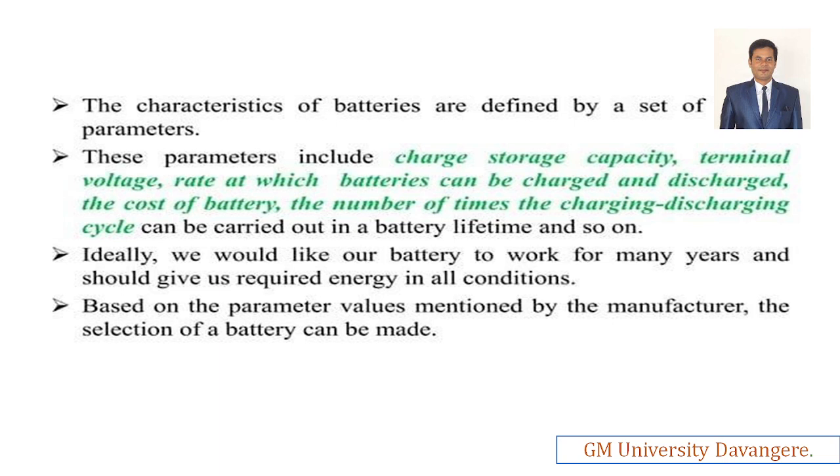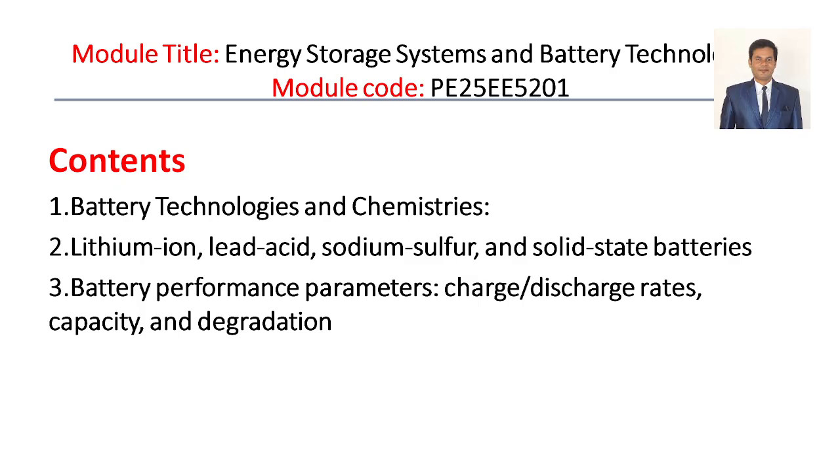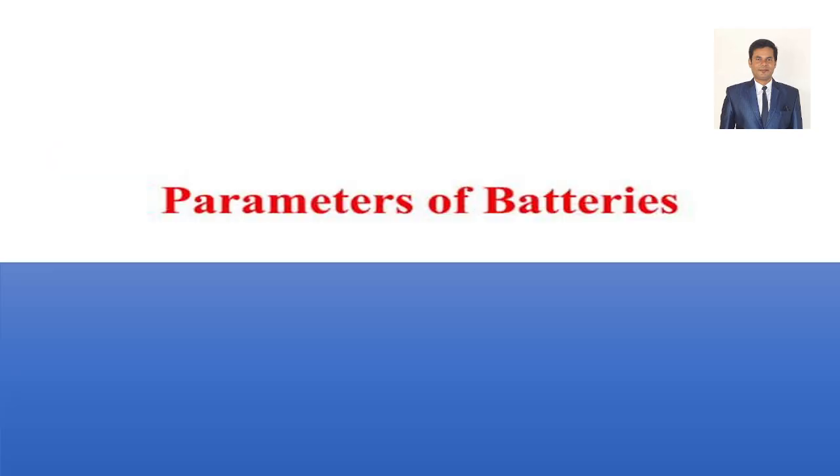So right, the characteristics of batteries are fully defined by a set of battery parameters. That is what I told. We have to think about parameters such as charging rate and discharging rate, the C rates, and also the capacity, and how the batteries are going to degrade and give life for more than 5 to 6 years. Right. Let us see its performance, how most of the batteries are going to perform.